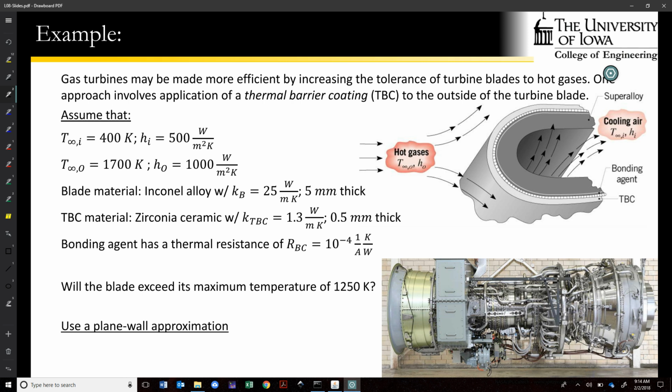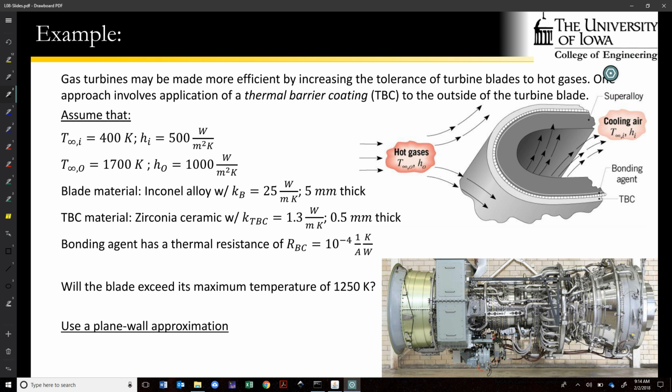This thermal barrier coating is a zirconia ceramic with a much lower conductivity, only around 1 watt per meter Kelvin, and a very thin layer, only 0.5 millimeter thick. Additionally, these two are bonded together with a metallic bonding agent, and this bonding agent itself has some thermal resistance, which is just given to us as a number. Another nice thing about this resistance concept is that at boundaries and bonding agents, you'll often just be given a resistance to plug in.